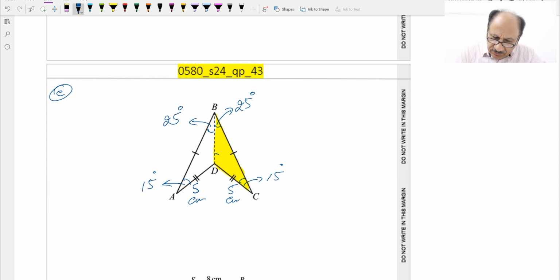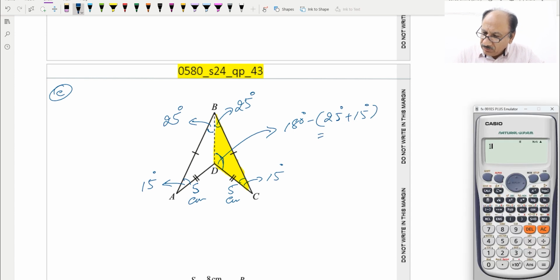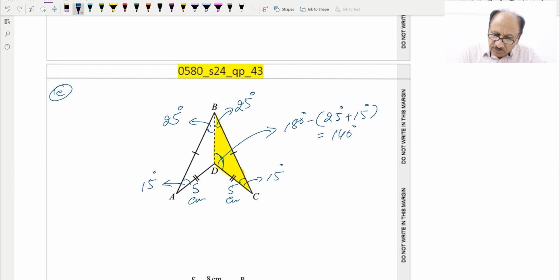So this angle, this much angle we can find, which will be equal to 180 degrees minus 25 degrees, and also 15 degrees we will subtract. This will be equal to 180 minus, in brackets, 25 plus 15, which will be equal to 140. So this is 140 degrees. The angle we got is 140 degrees. Now we can apply the sine rule.